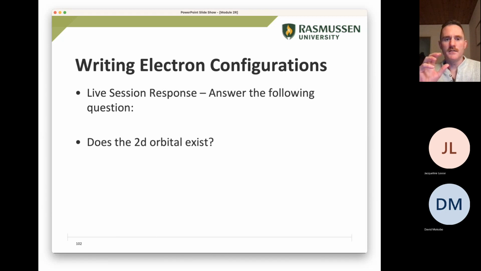So let's make sure that we really ask this last session question again. Does the 2d orbital exist? I asked it earlier, right? So think about it. Does it exist? And don't look at that table. Now think about it in your mind. Would it exist? Does the d orbital exist in the second principal quantum number? Is this an actual orbital? Is the 2d orbital real?